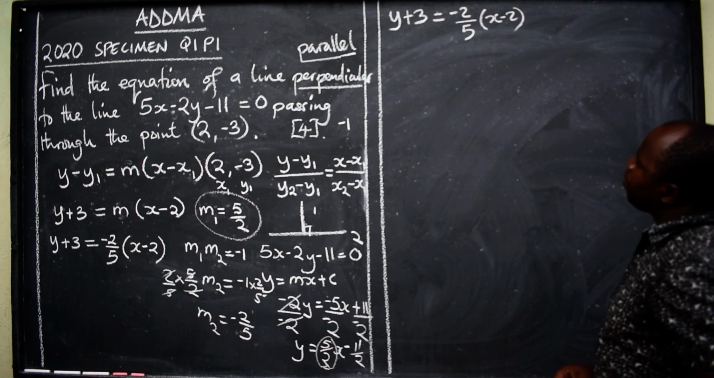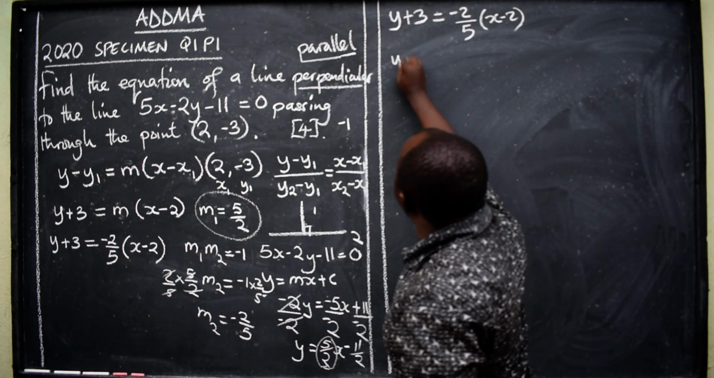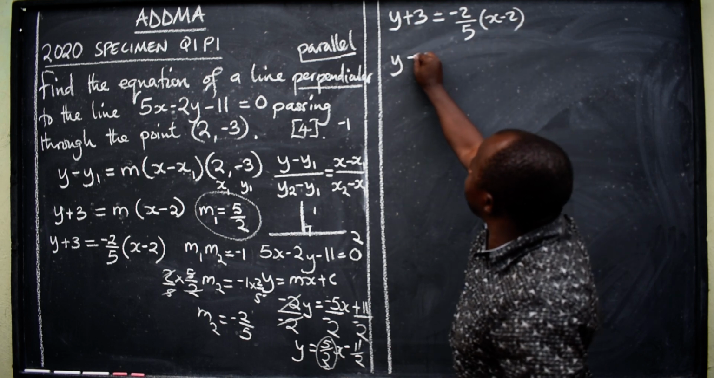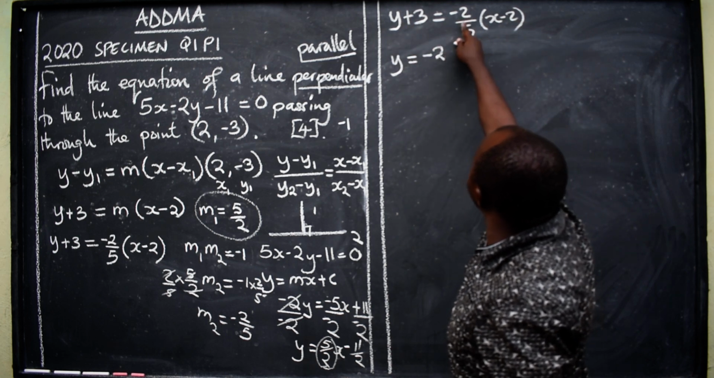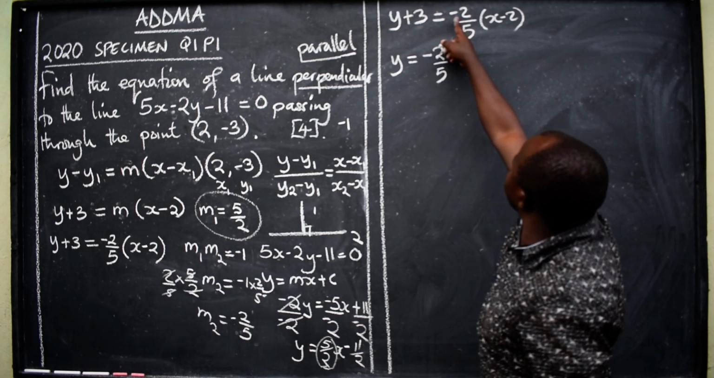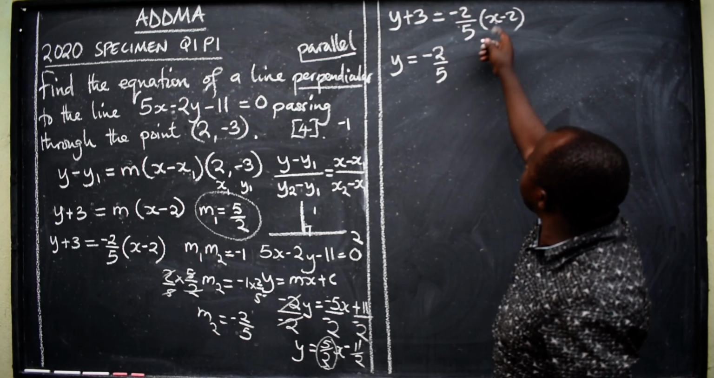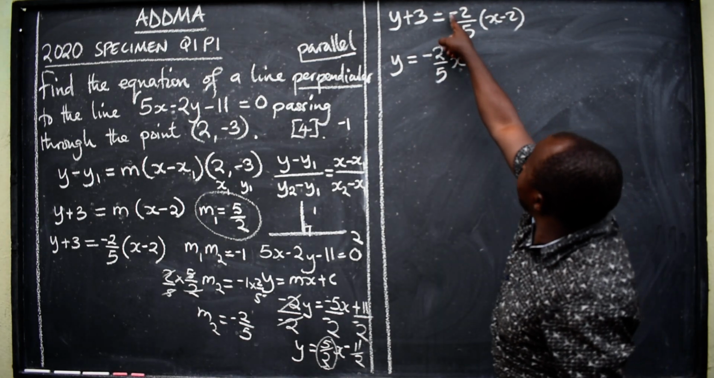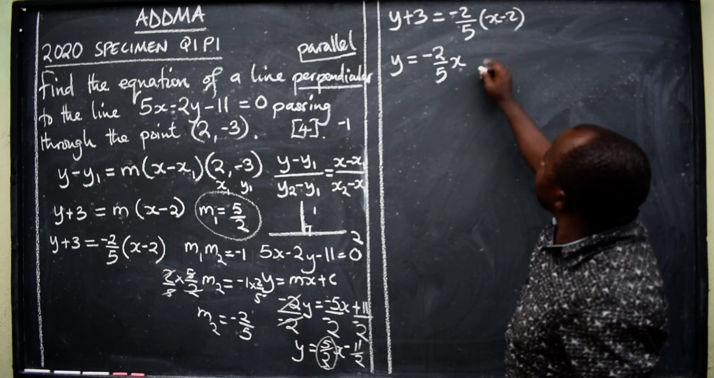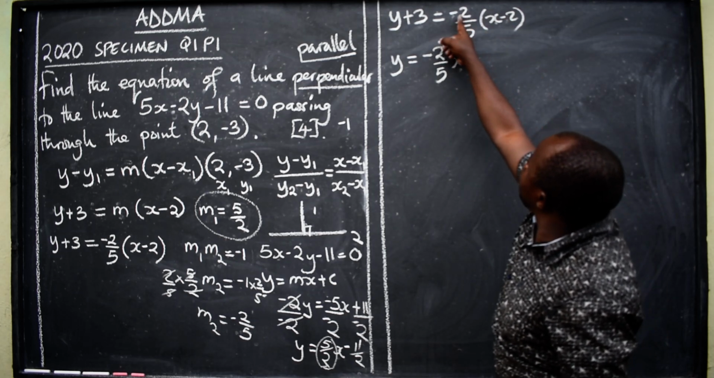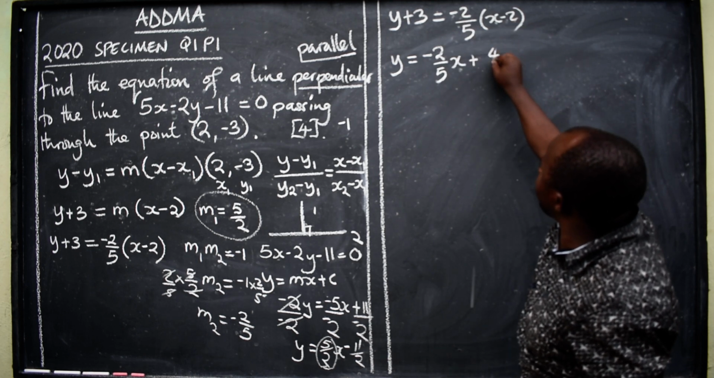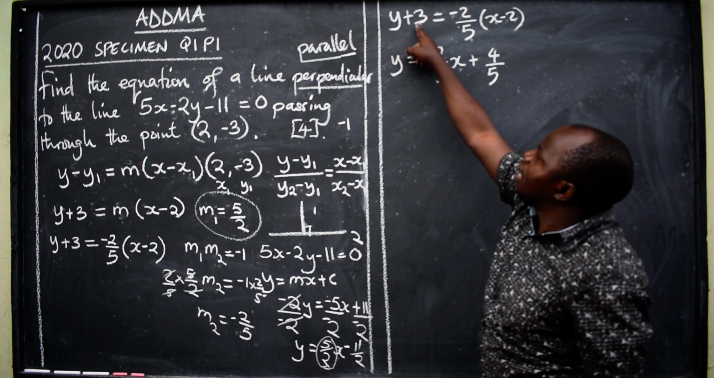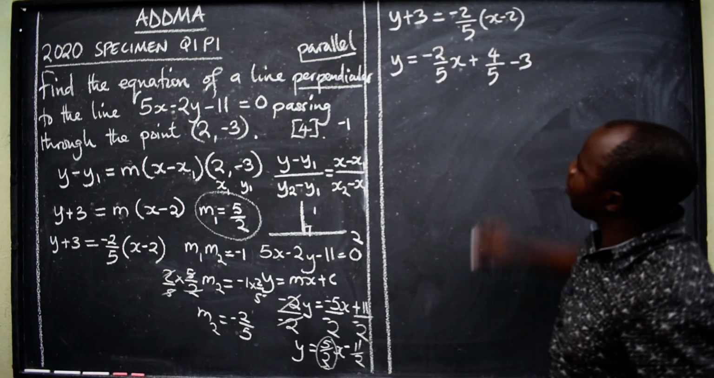Okay? How are we going to do it? We can shift the positive 3 to the other side, so y is equal to negative 2 over 5 times x minus 2. Negative 2 over 5x. Negative times negative gives me a positive here, then 2 times 2 gives me 4 over 5. Remember, there is this positive 3, which will be negative 3 on the other side.